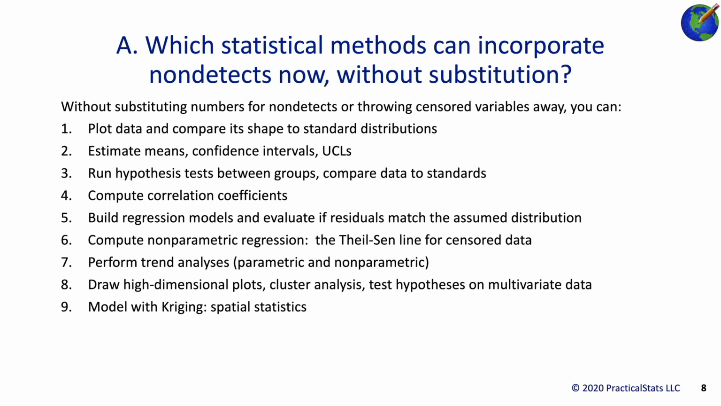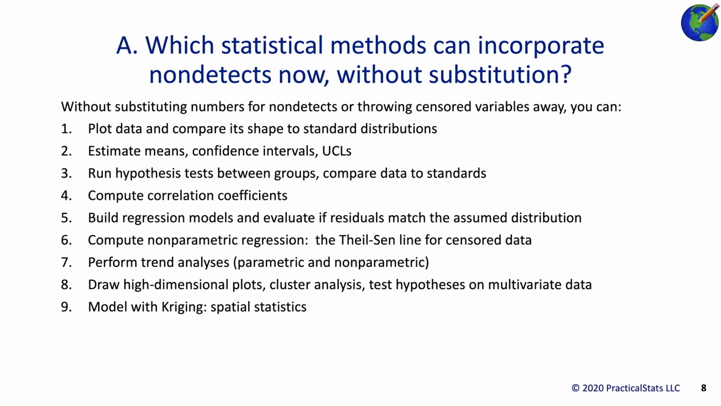It helps you decide, if they're not that way, what you should do with the data, like transform the y variable, take logs of the y variable, etc. You can build fancy multiple regression models. You can compute non-parametric regression. What I mean by that is the Thiel-Sen line that you're familiar with, perhaps. It's used a lot in trend analysis, and you can do that for censored data. It's then called the Akritas-Thiel-Sen line. So you can go ahead and use that and perform trend analyses. Parametric ones with regression, non-parametric ones with the ATS, the Akritas-Thiel-Sen line.